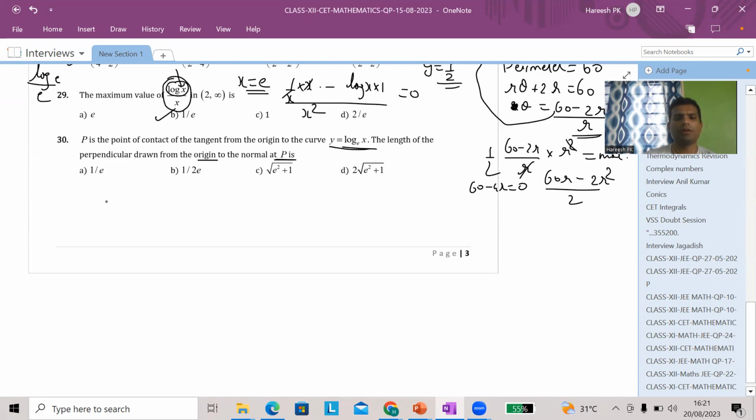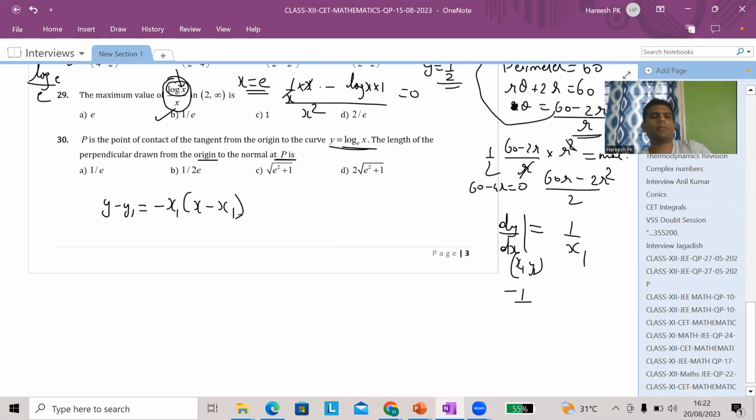So the equation of normal is y minus y1 is equal to minus 1 by dy by dx. Now dy by dx at (x1, y1) is 1 by x1. So minus 1 by dy by dx will be minus x1, into x minus x1.